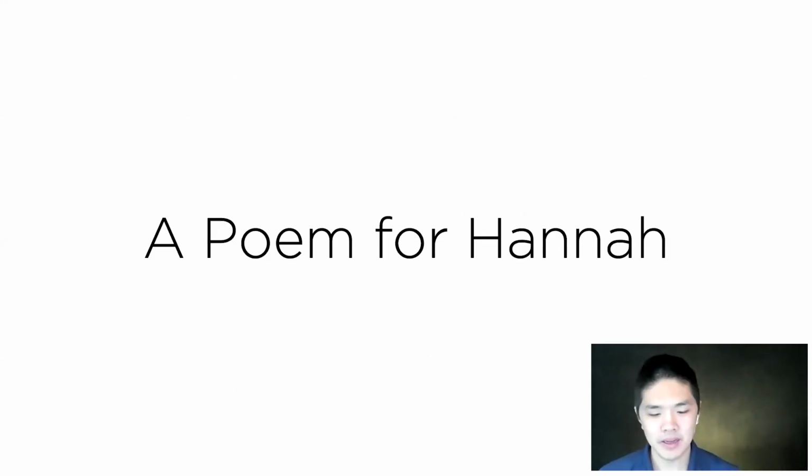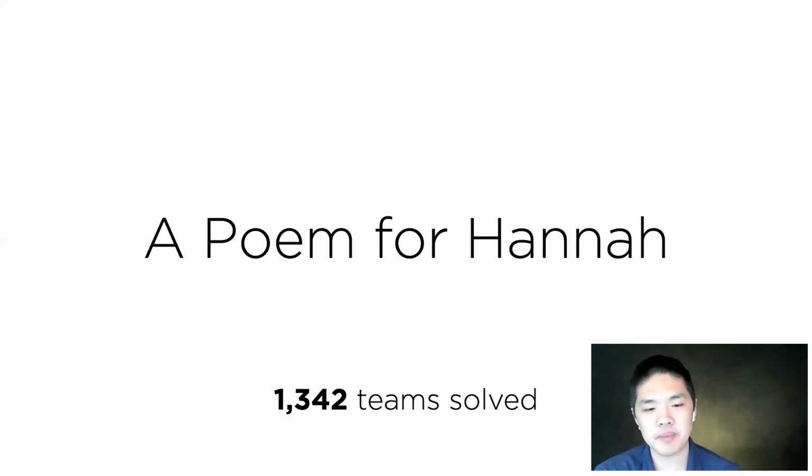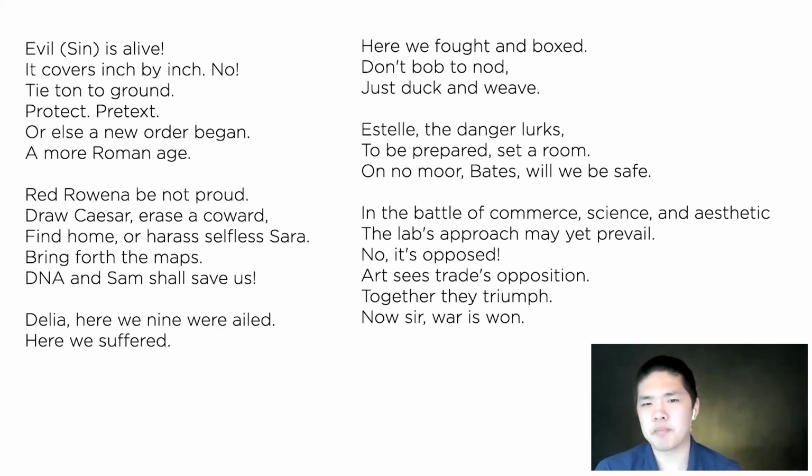With that, let's go on to the next puzzle, a poem for Hannah. This was a puzzle that was successfully solved by 1,342 teams. And what you were presented with at first was just a poem. And this is really all the information that was given to you, aside from that title, a poem for Hannah. And that name, Hannah, is important. We might come back to that in just a moment.